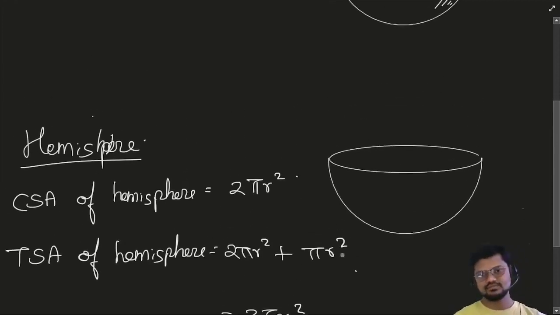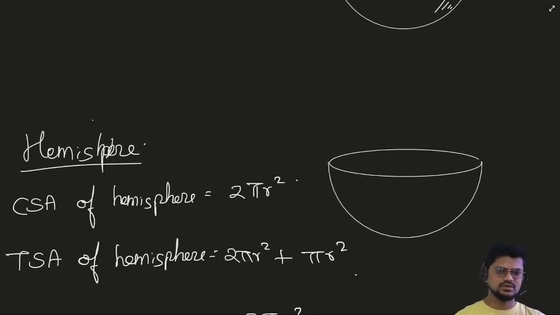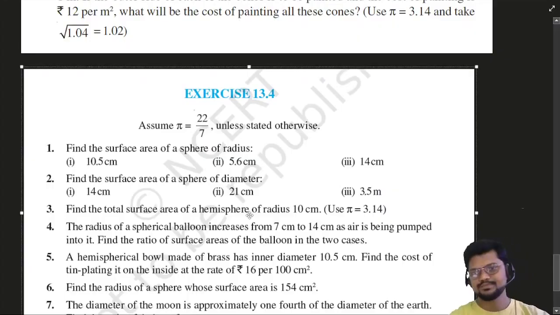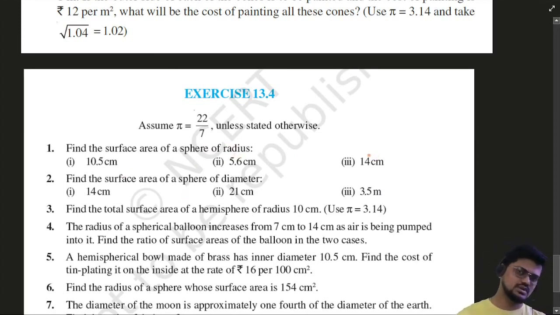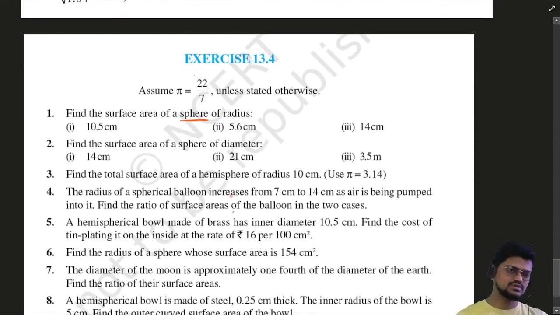Okay. Now, after this hemisphere, what do you have? That's it. Now we can start with the exercise. Find the surface area of a sphere of radius. They have given the radius, you have to find the surface area. We know that the surface area of a sphere is 4 pi r square, and then you have to solve it. Find the surface area of a sphere of diameter this. Please solve this question and tell me what would be the answer.